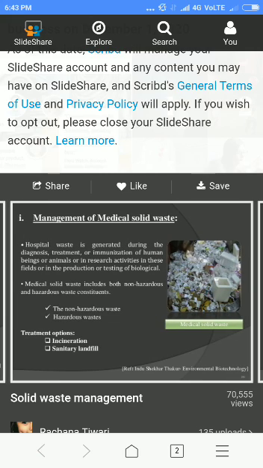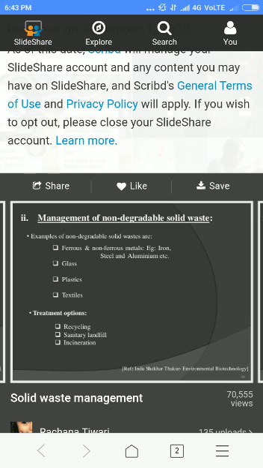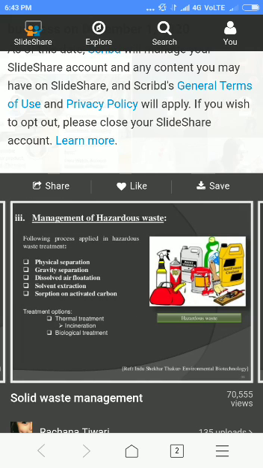In this case, treatment options are generally incinerations and sanitary landfills. After that, management related to non-degradable solid waste. Examples of this non-degradable solid waste are glass, plastic, textile, and ferrous and non-ferrous metals, iron, steel, as well as aluminium. And treatment options available for such types of solid waste are recycling, sanitary landfill, and the incinerations.